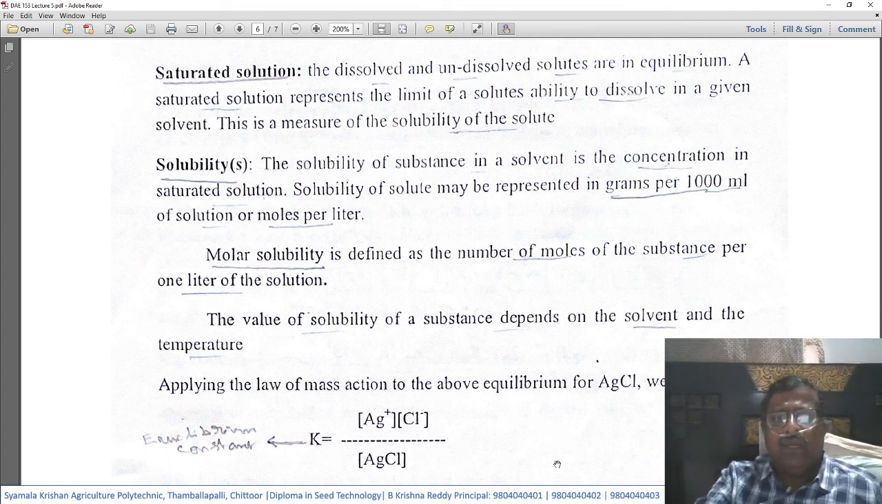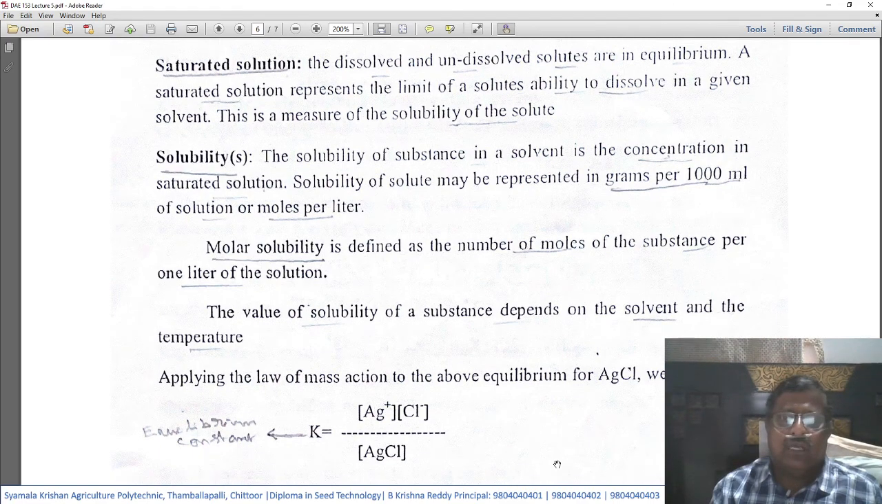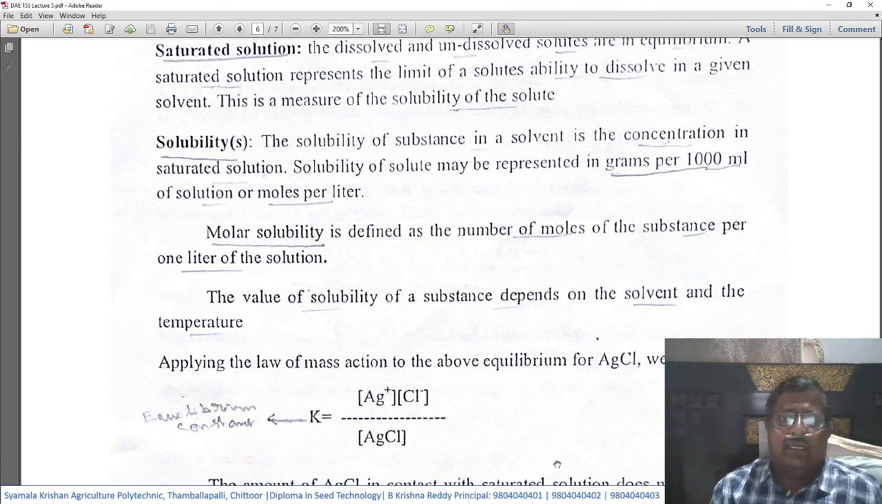Solubility of a solute may be represented in grams per 1000 ml, that is, per liter of solution, or in moles per liter. So this definition also needs to be remembered. Molar solubility is defined as the number of moles of a substance per 1 liter of a solution. So molar solubility also you need to study and remember.